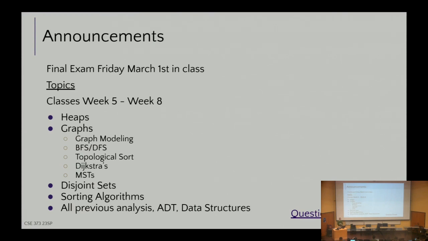There could be heaps, all of the graph stuff, disjoint sets, sorting algorithms, and then things build on each other, right? So I might give you a scenario, and you need to think from all of the data structures and ADTs we've learned of, which one best fits that scenario. So it is cumulative, but it will be mostly weighted towards things we've learned weeks 5 through 8. Any questions about the exam, logistical or otherwise? Yeah, please.